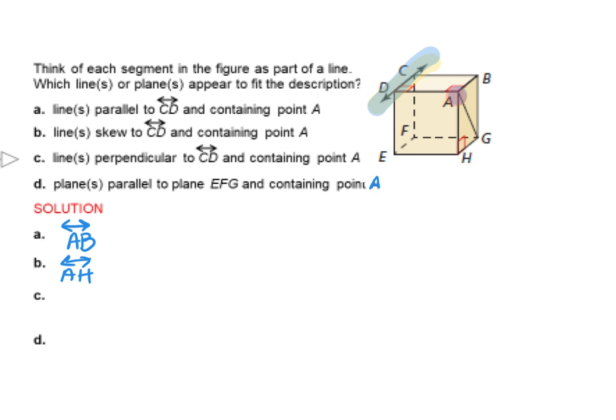C says a line is perpendicular to CD, so again, that same line, and contains point A. It would be line AD. Good. And D, a plane parallel to plane EFG, which is that bottom plane, containing point A.